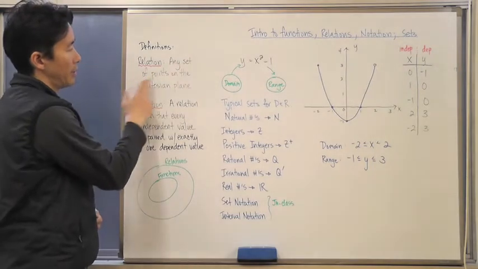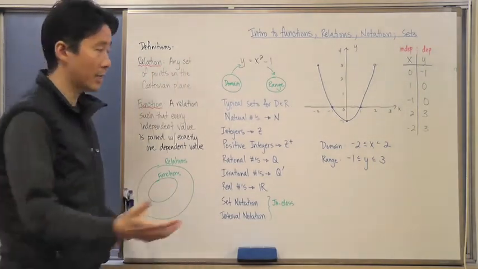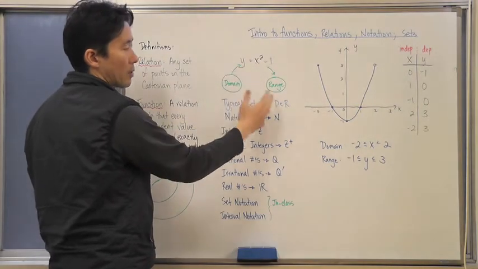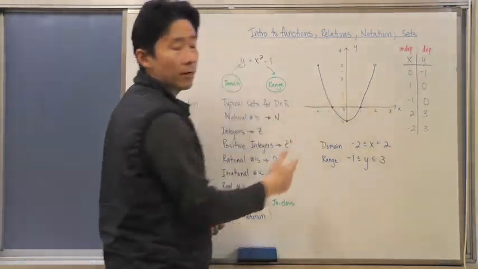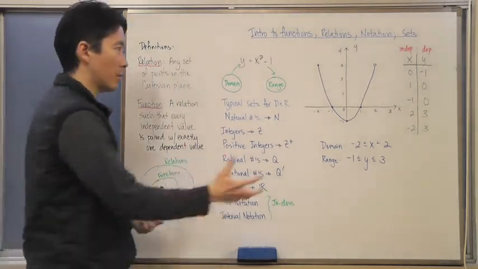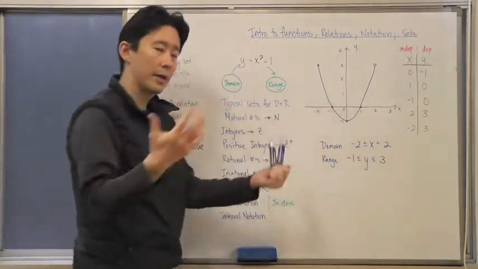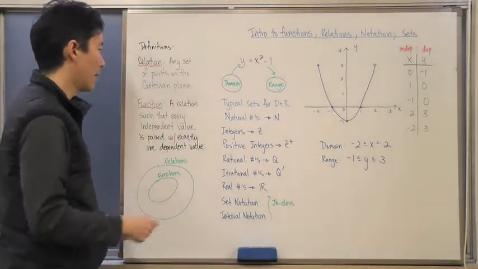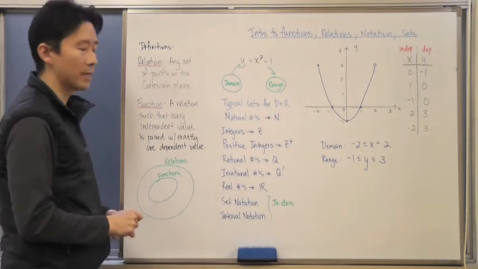It says any set of points on the coordinate plane. Anytime that you have a relationship between x's and y's, or the independent and dependent variable, you basically have a relation. And that relation will create some kind of graph, and therefore you have any set of points on the Cartesian plane. A function, on the other hand, is a little bit different.